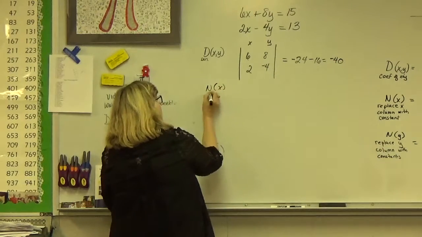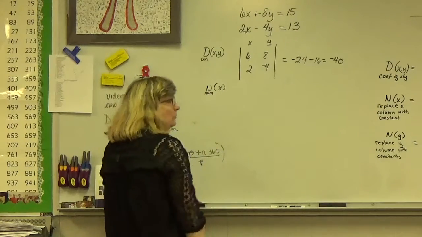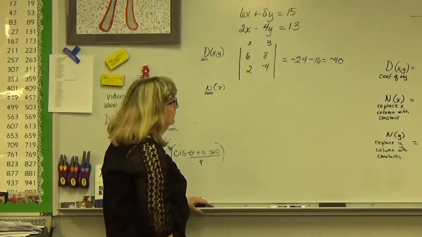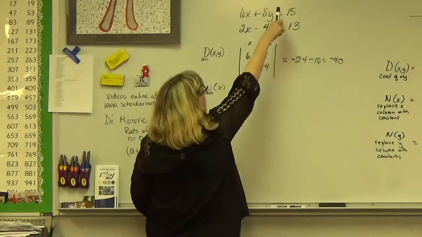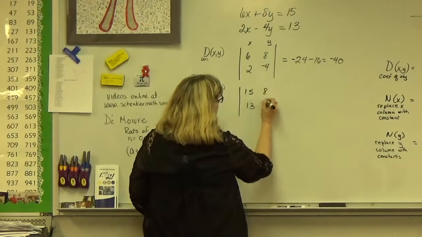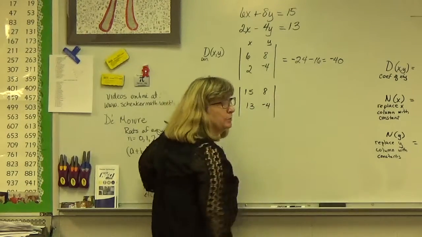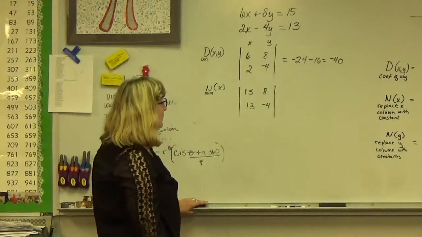The numerator for x, and I have capital N stands for the numerator. How do we find the numerator for x? Replace the x column with the constants. So I put 15, 13 in the x column. If I want the numerator for x, you replace the x column. If you want the numerator for y, you replace the y column.